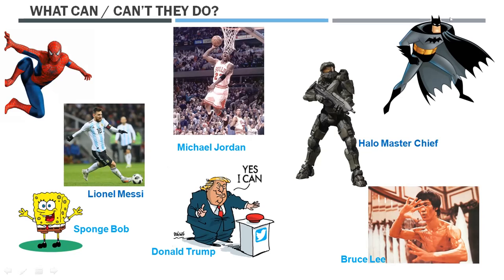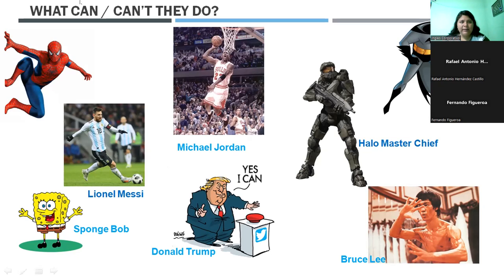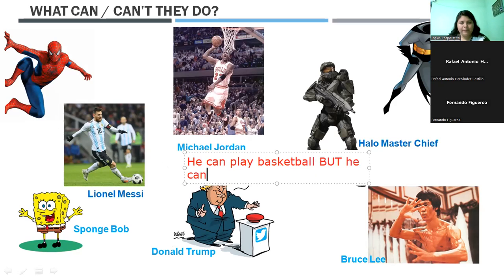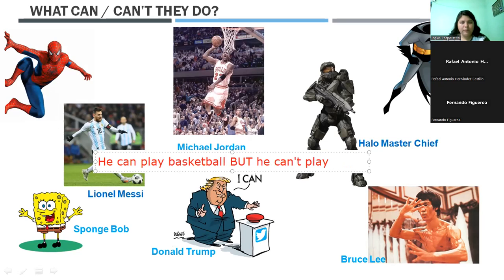Can play basketball. I can football. Okay, let's see. Who? Bruce Lee or Michael Jordan. Michael Jordan can play basketball, but he can't. The sentence goes this way. So Michael can play basketball, but he can't play, for example, soccer. He can play soccer.